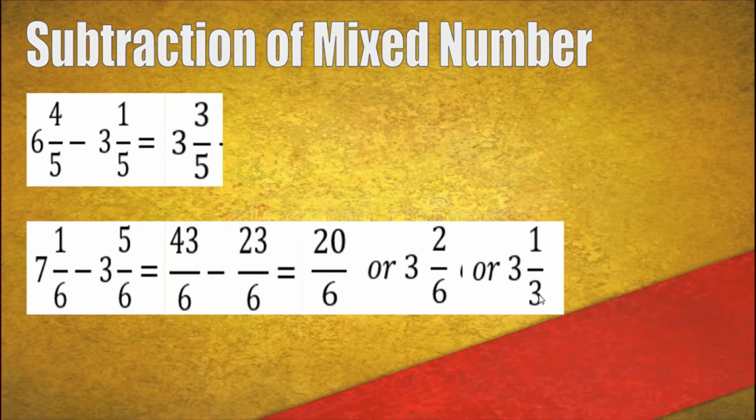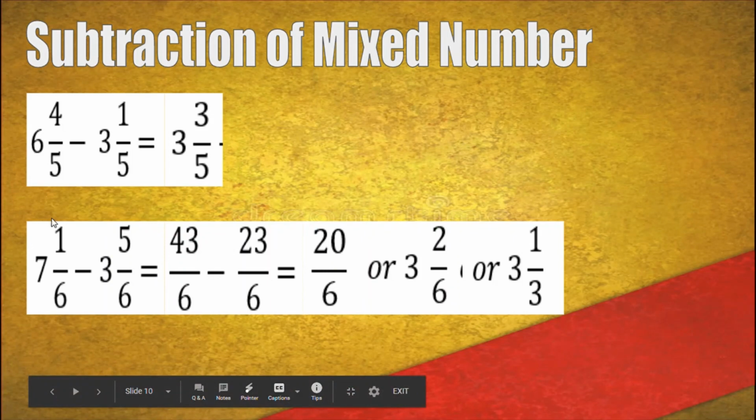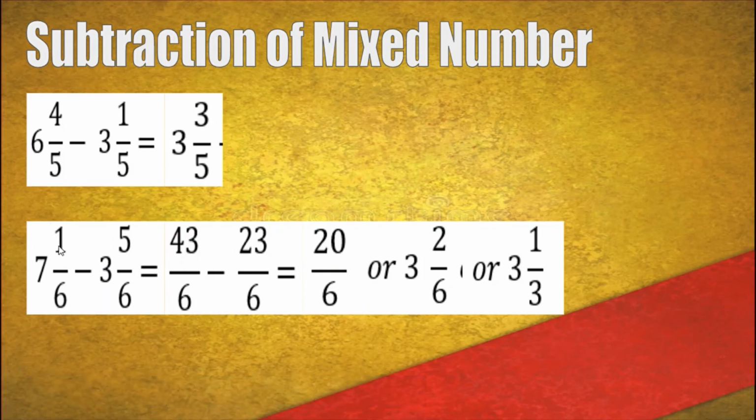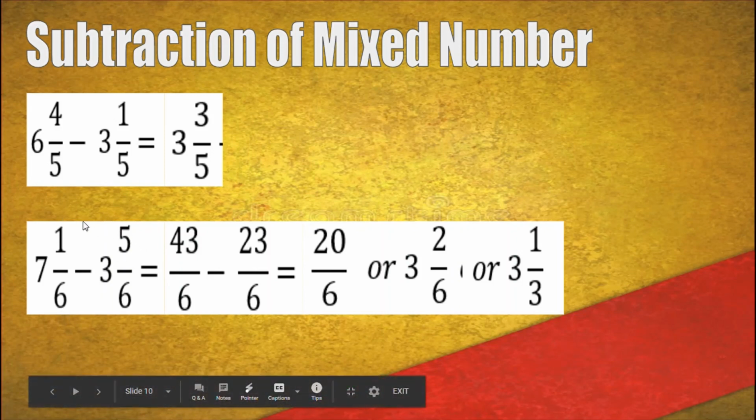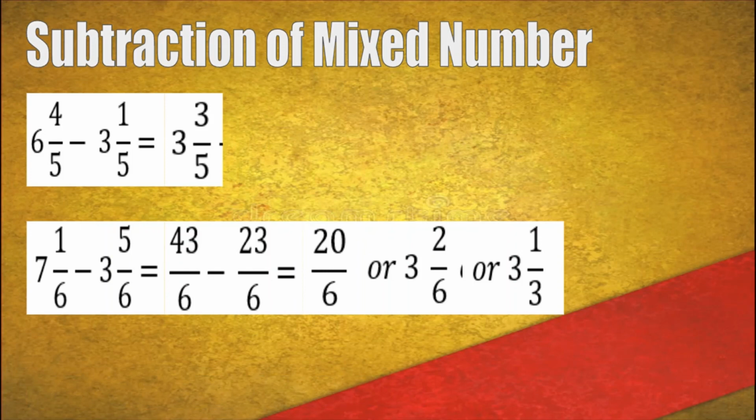Okay, so that's it, grade 6. Always remember that if we cannot subtract the numerator, we really need to change this one into an improper fraction. Anyway, if we change this one into an improper fraction, we will still get the same answer. So that is the other method of subtracting mixed numbers, through changing into improper fractions.